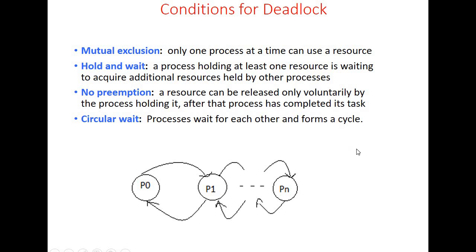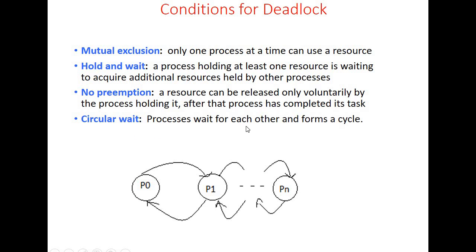No preemption. If a process is holding some resource, unless the process voluntarily releases the resource, the process cannot be forced to release the resource. That is called no preemption. That is, a resource can be released only voluntarily by the process holding it, after the process has accomplished its task. That means until the process completes its resource access, it will not release the resource forcibly. That is the concept of no preemption.